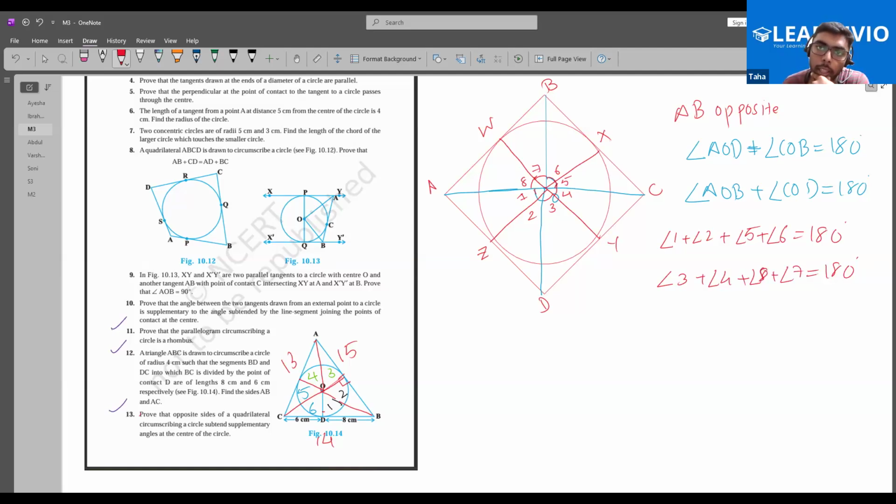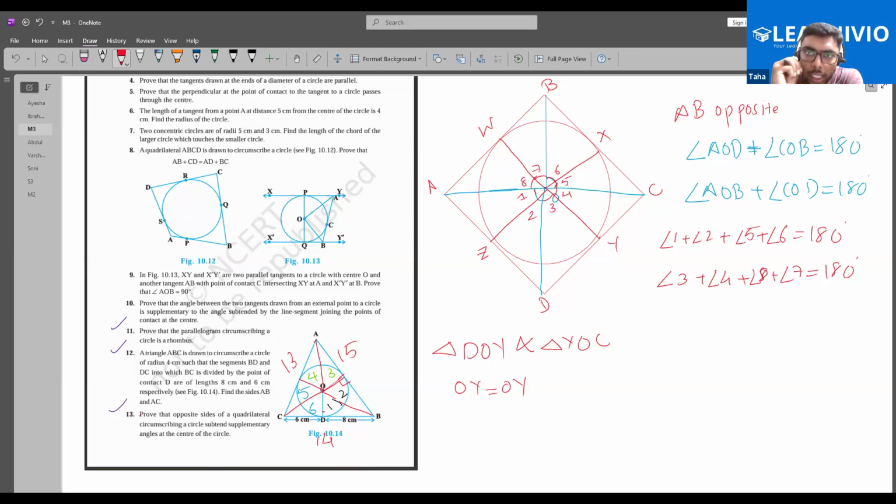By congruence, we can prove that triangle DOY and triangle YOC. What can we prove here? OY is equal to OY, that's the same thing. 90-degree angle, 90 degree, and OD over OC.